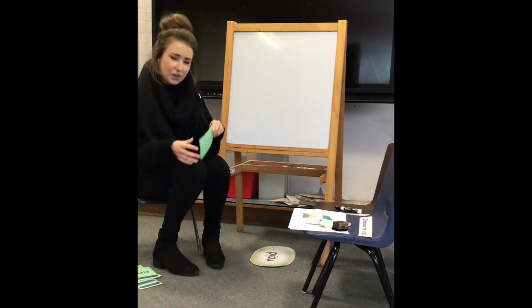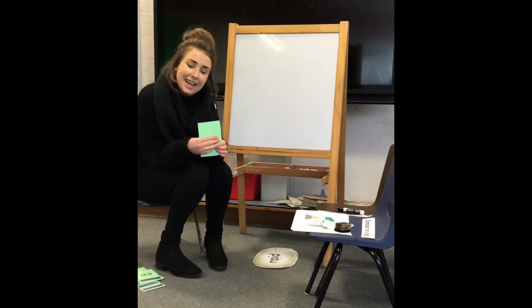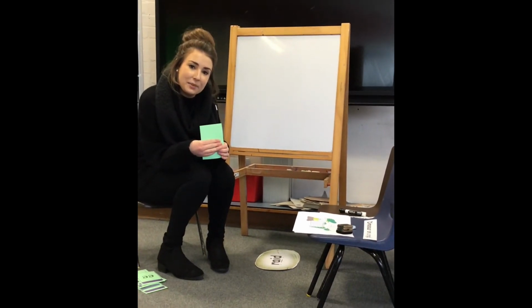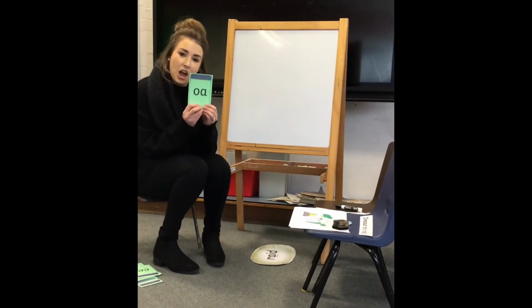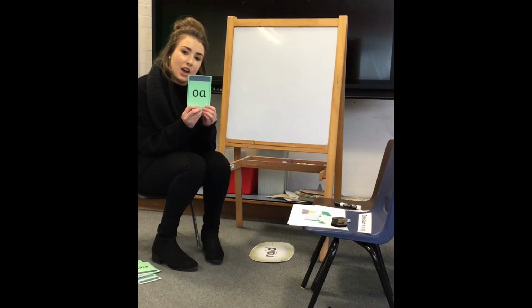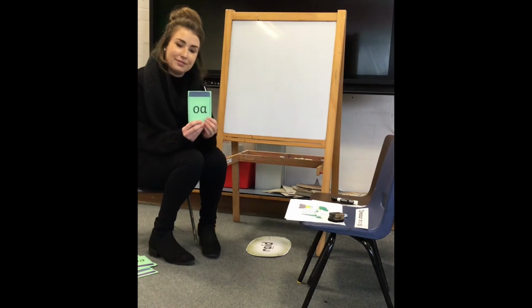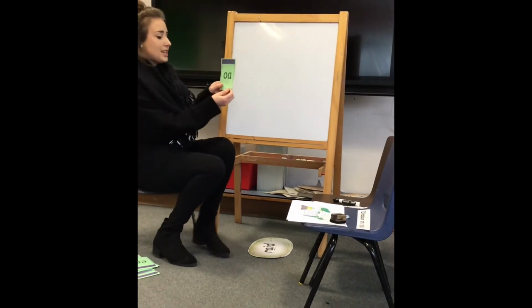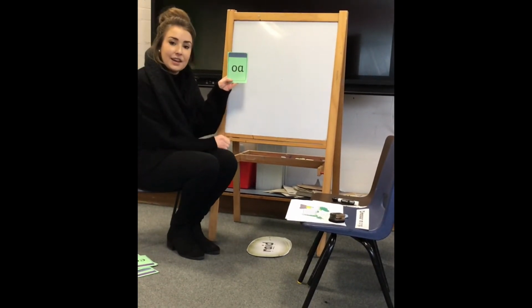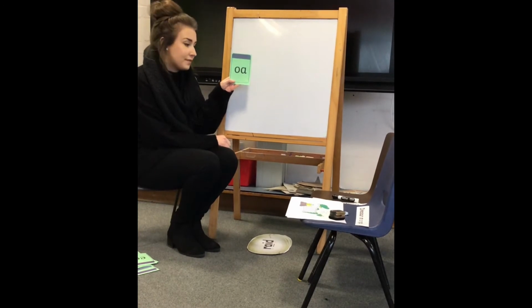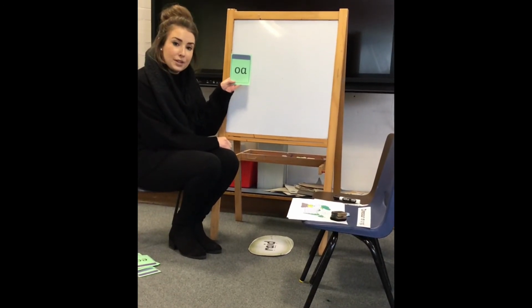Brilliant. And who can remember which sound we were learning yesterday? Have a little think. That's right, it's O. Okay, and our action for the O sound is O, as if you were surprised. O. Okay, and to make the O sound, we have an O and an A together, and this is another one of our digraphs, two letters that make one sound.